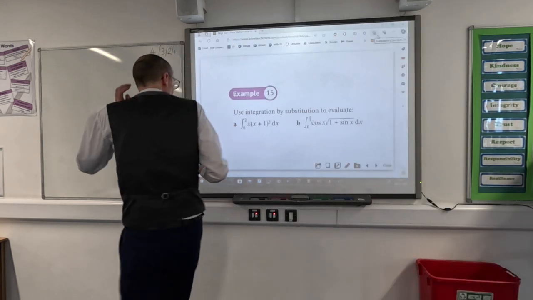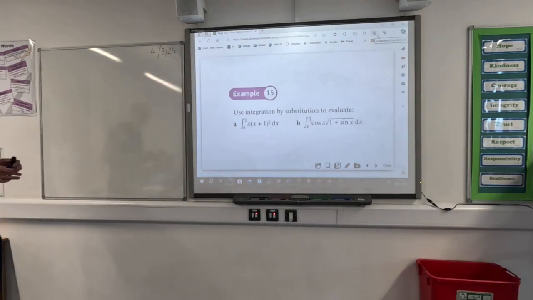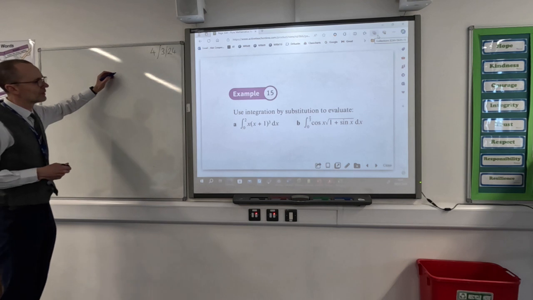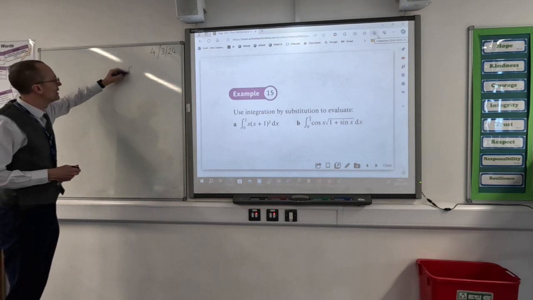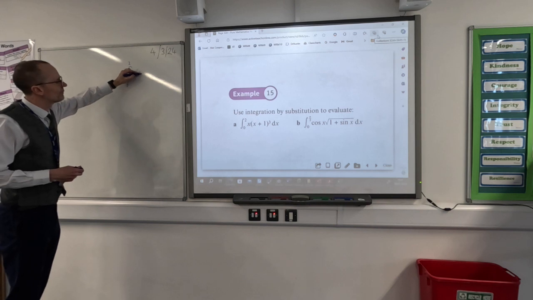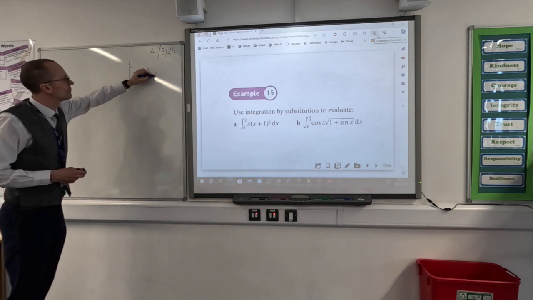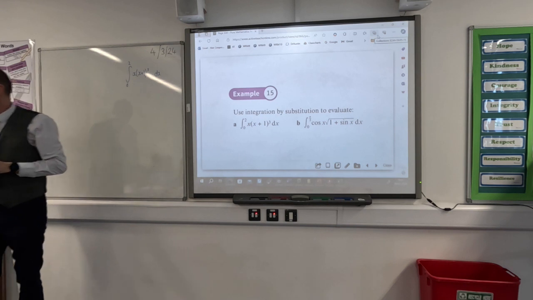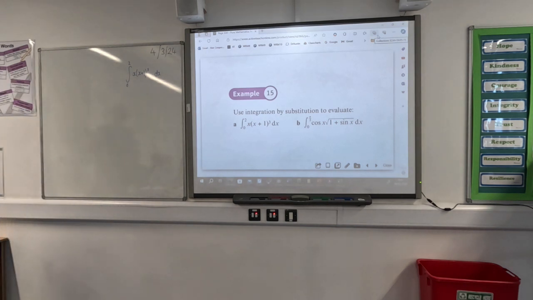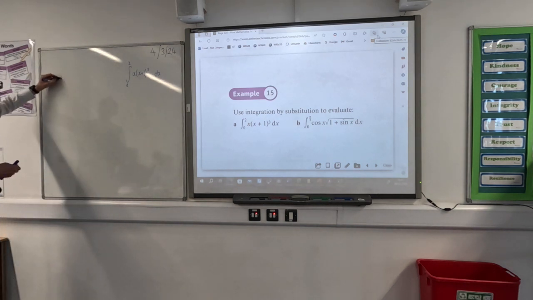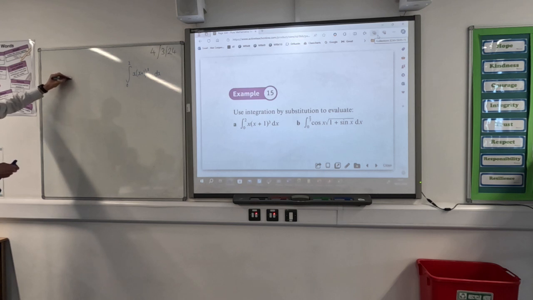So Harrison, would you like to propose a sensible substitution we can use in this first example? U equals x plus 1. That sounds like an excellent substitution to use. So over to my back of the envelope, my little notepad. U equals x plus 1.